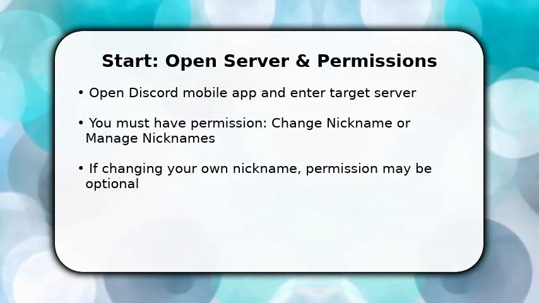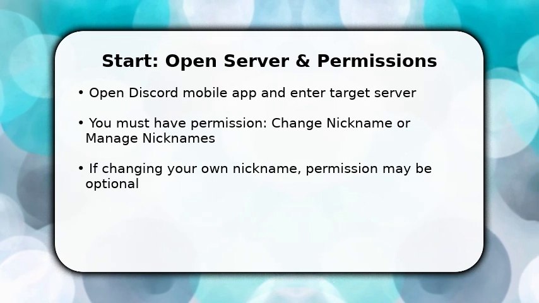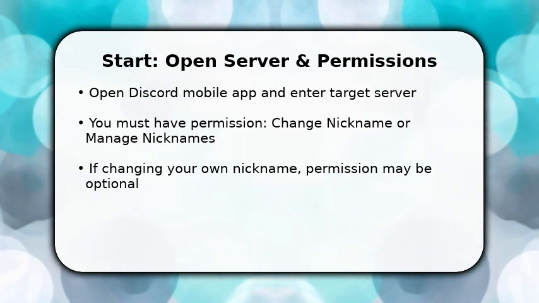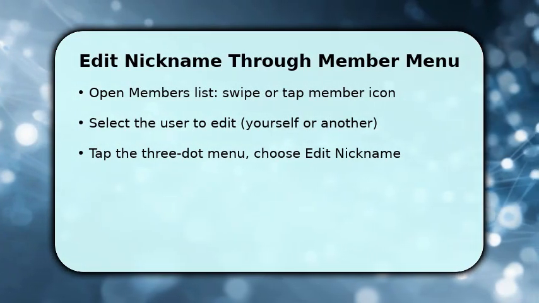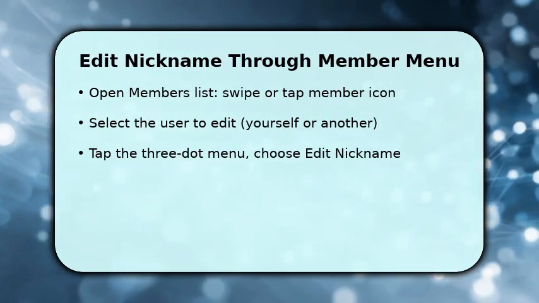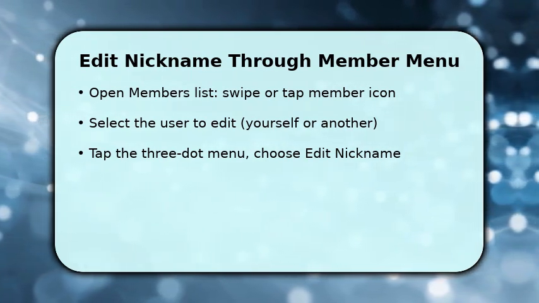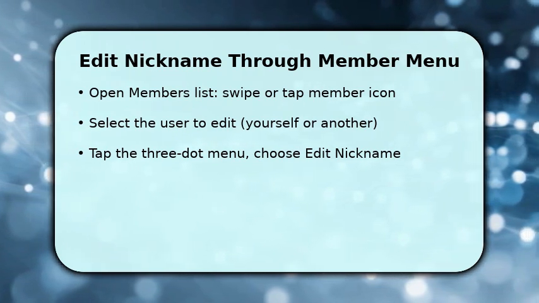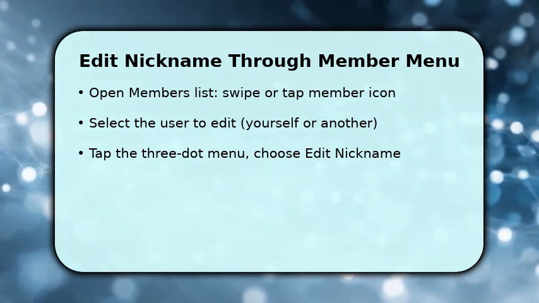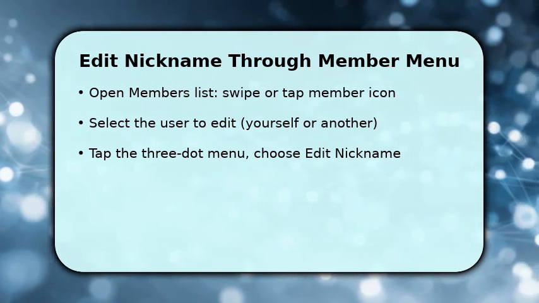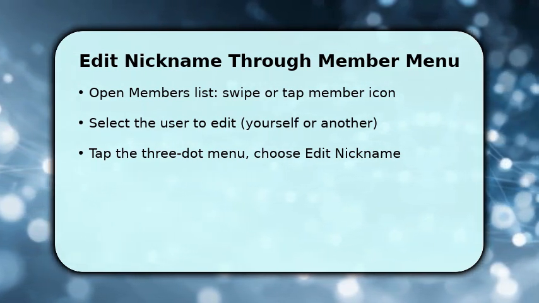Next, open the members list by tapping the people icon or swiping from the channel list. Find the user whose nickname you'll change. If it's you, tap your name. Once selected, tap the three-dot menu on the profile card and choose Edit Nickname. Enter the new nickname exactly as you want it to appear. Discord enforces role colors and nickname length, so adjust accordingly.